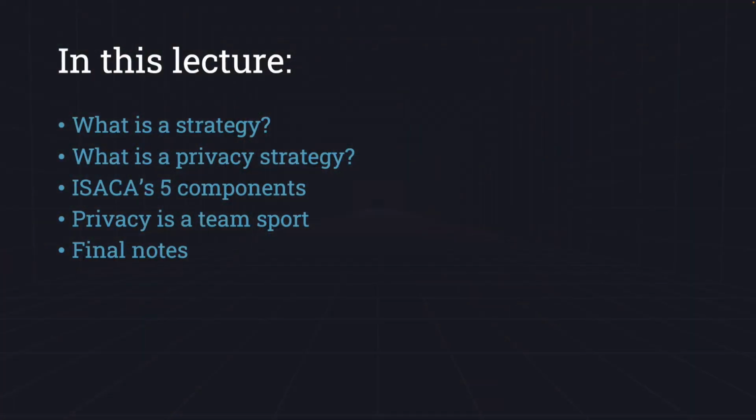In this lecture, we are moving to step 3 of building a privacy program governance framework. And step 3 concerns creating a strategy. We will start here with what is a strategy. We will compare that with what is a privacy strategy. We will look at ISACA's 5 components of a privacy strategy. ISACA is an acronym for the Information Systems Auditing and Control Association. We will then discuss the fact that privacy is a team sport and end with some final miscellaneous notes.